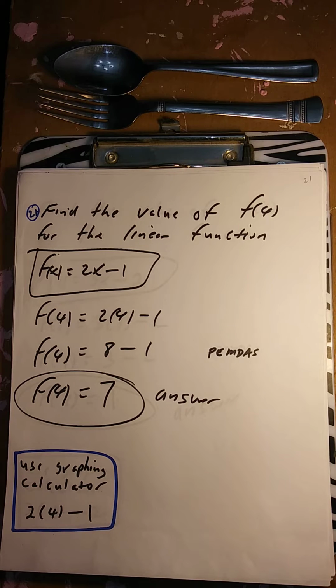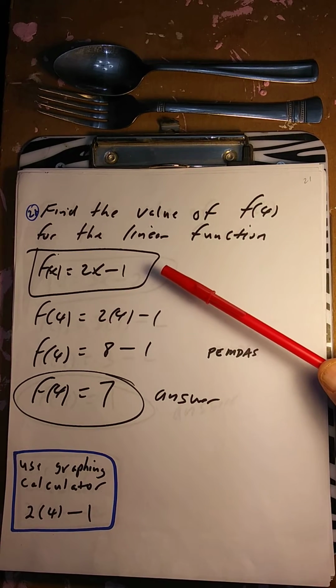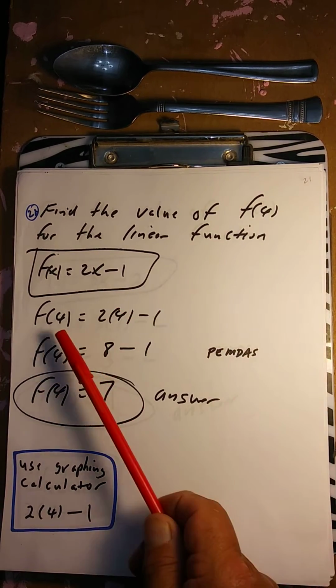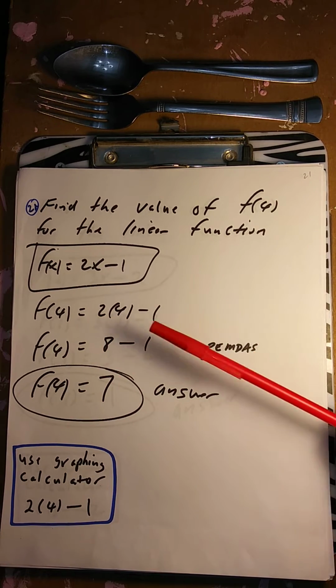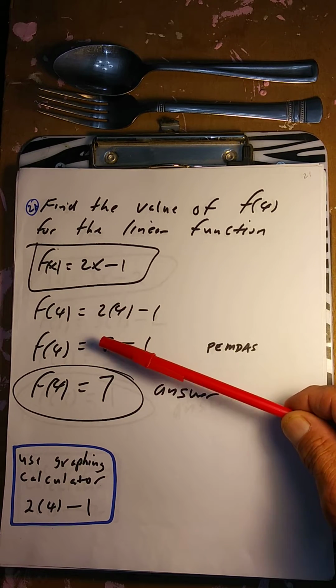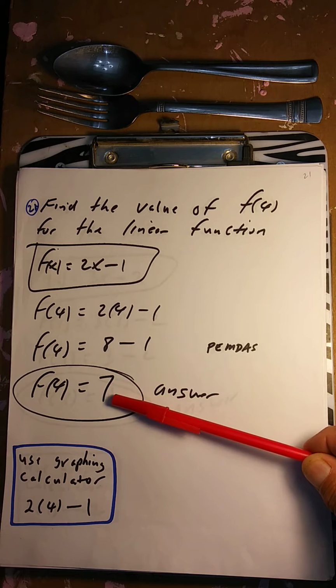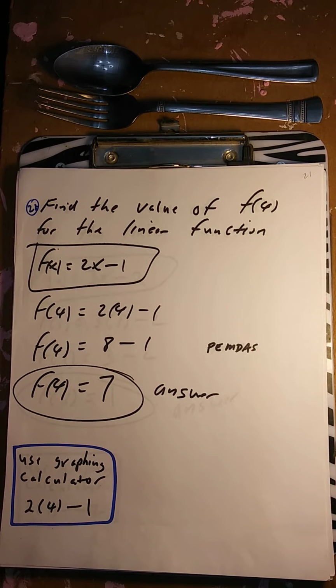Find the value of f of 4 for the linear function f of x equals 2x minus 1. Put the 4 in there. So we have 2 times 4 is 8. 8 minus 1 is going to be a 7 for the function.